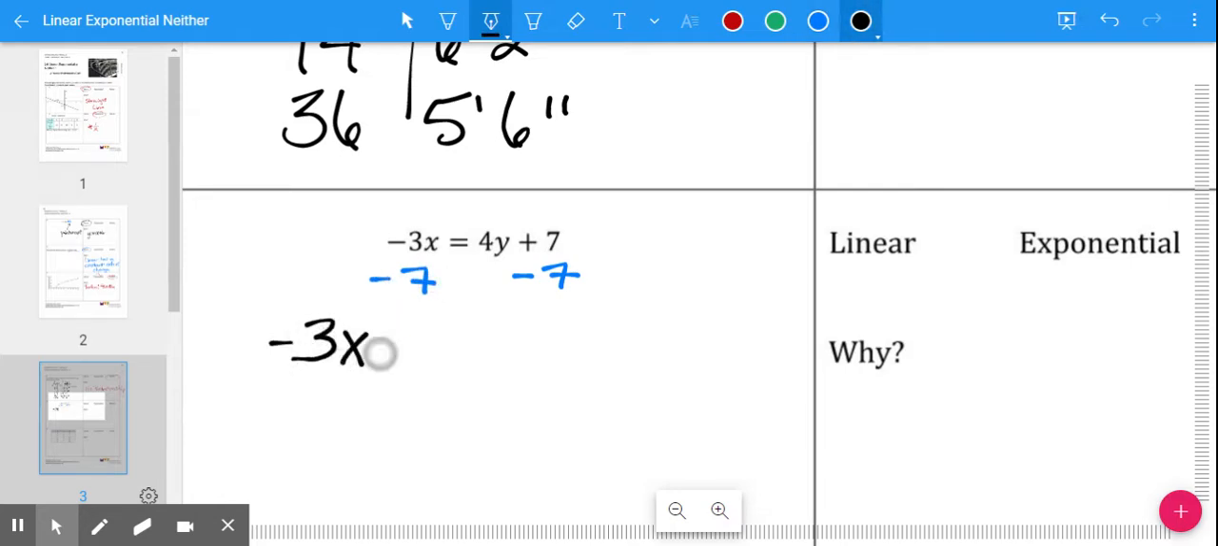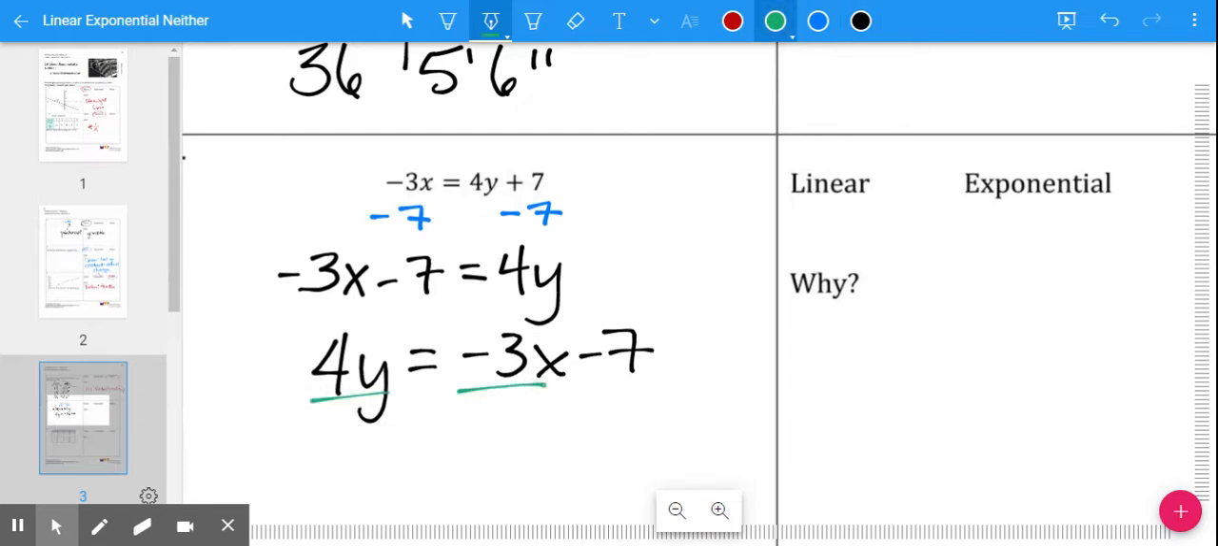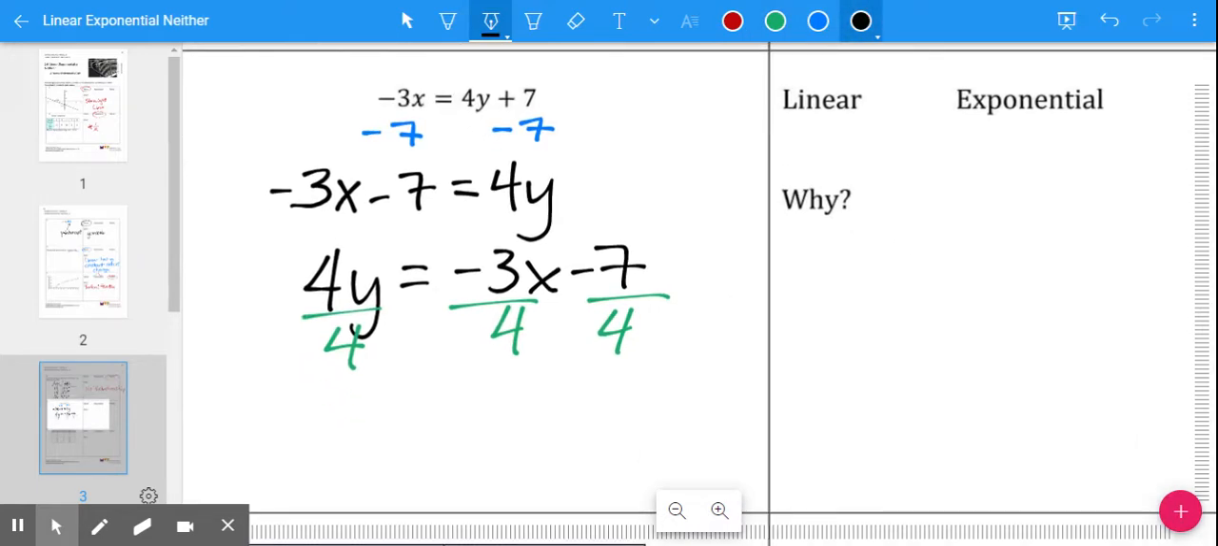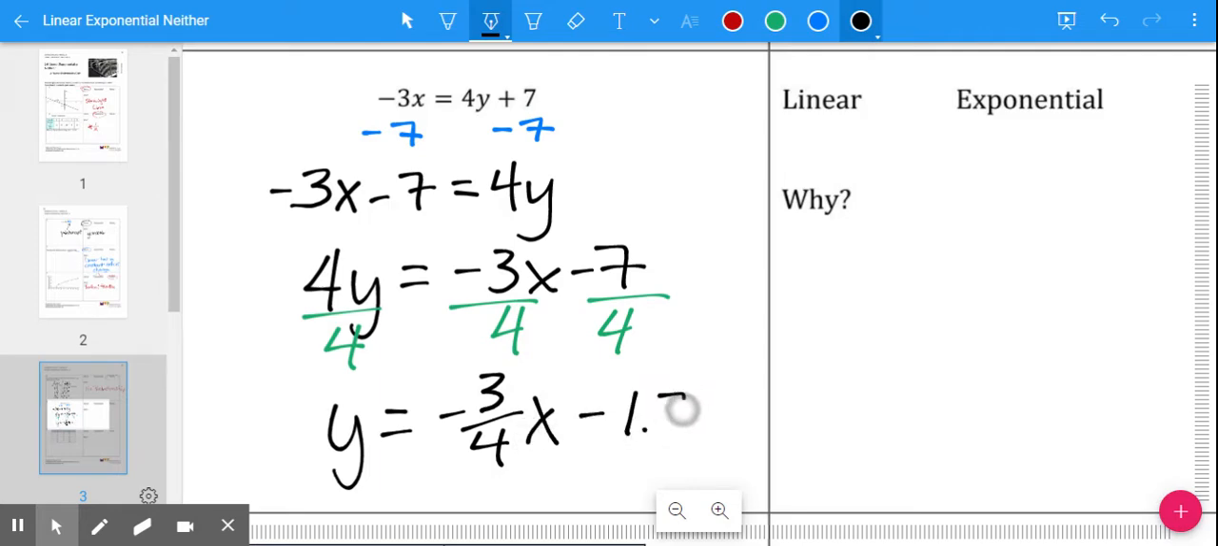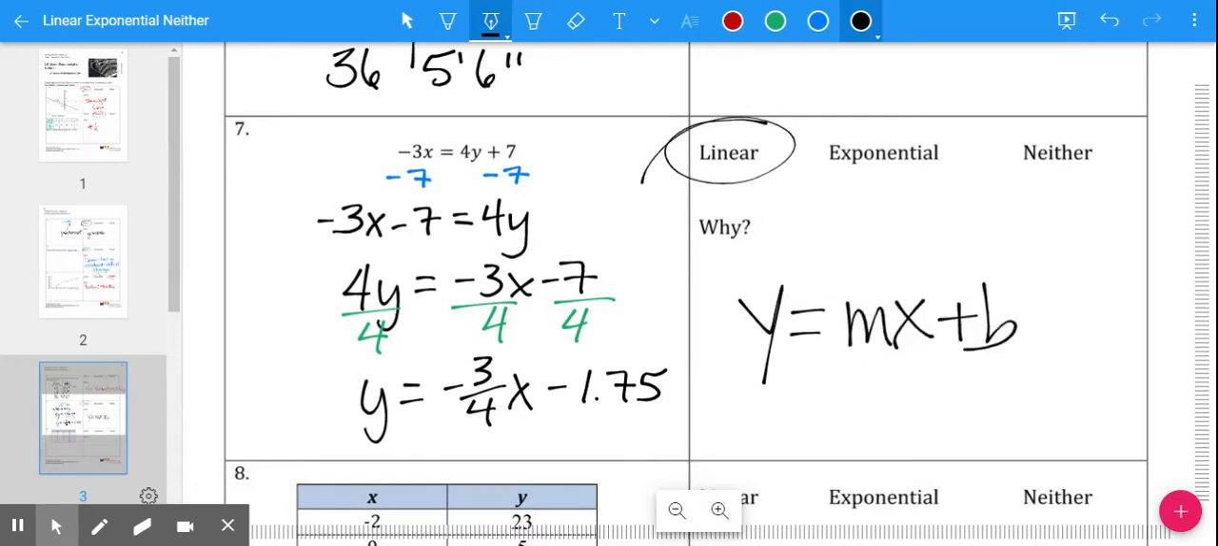I have a negative 3x and a negative 7 on one side, and then I have a 4y on the other. Now, personally, I like to have the y on the left, so I'm going to rewrite this by swapping everything, but keeping the same values. And then I'm going to divide all parts of this by 4, and I end up with y equals negative 3/4 x minus 1.75, or 7/4. So because this is now in y equals mx plus b, that slope-intercept formatting, this is linear.